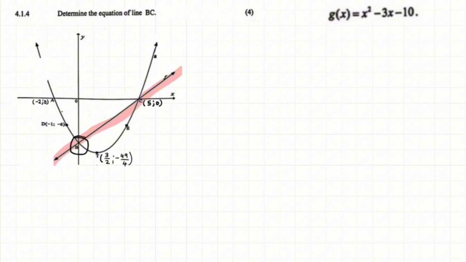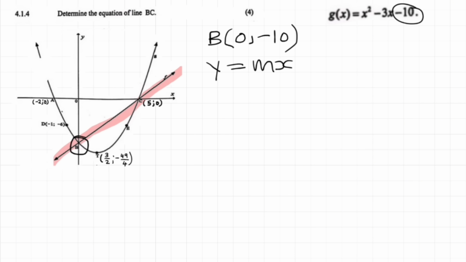How can we find the value of B? If you read the statement there, they say it is a y-intercept. So the coordinate of B, since the y-intercept is this one, is going to be (0, negative 10). In other words, in our equation y = mx + c, our c is already given, which is the y-intercept, negative 10. So here we can write negative 10 just like that.